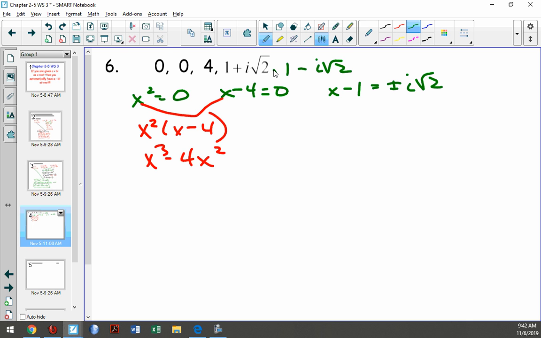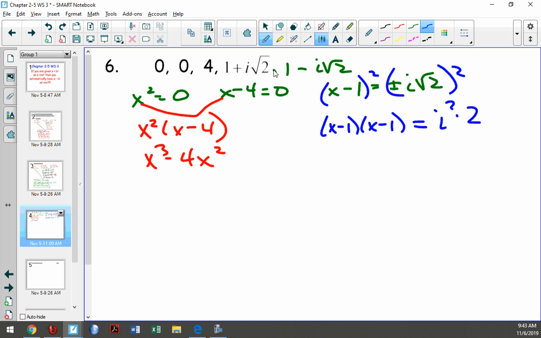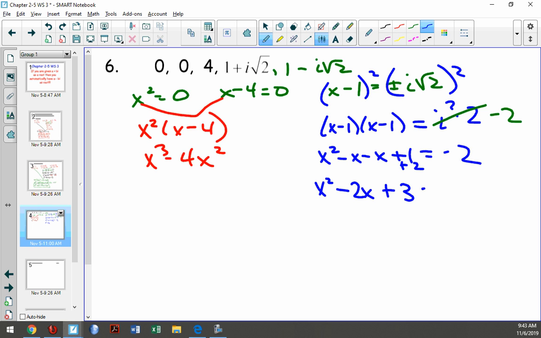Square it. So if I square both sides, I'm going to have an x minus 1 times an x minus 1 is equal to, what is plus or minus i square root of 2 squared? I squared times 2 is correct. Now what is i squared times 2? Yep. That gives me a negative 2. So if I FOIL this, x squared minus x plus 1 is equal to negative 2. I combine like terms. By adding the 2, I'm going to get a 3 is equal to 0.